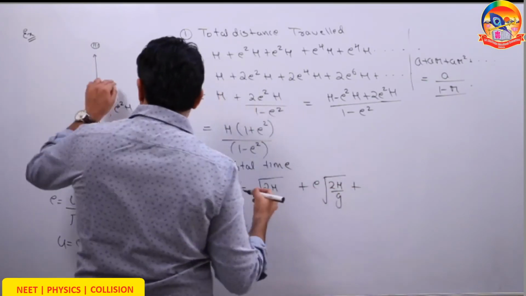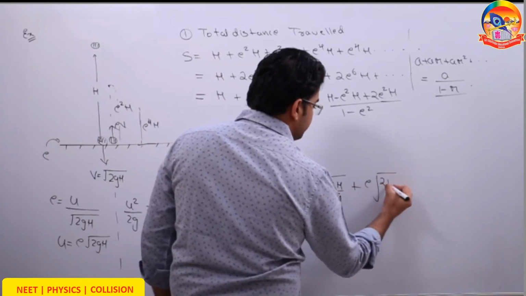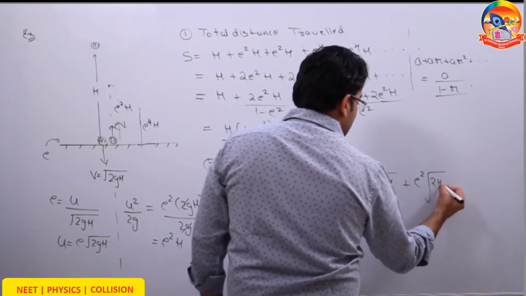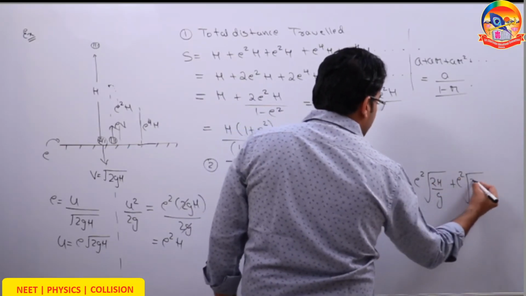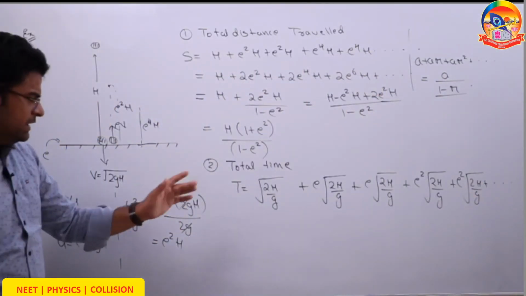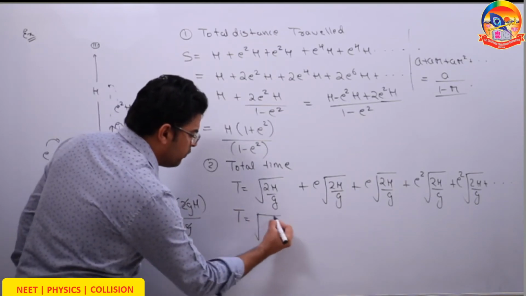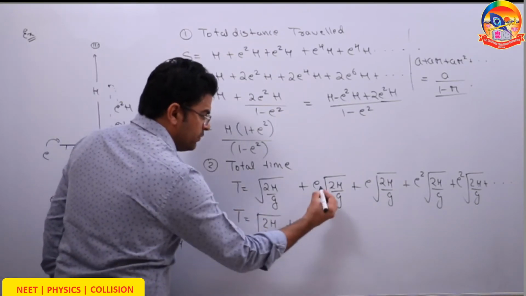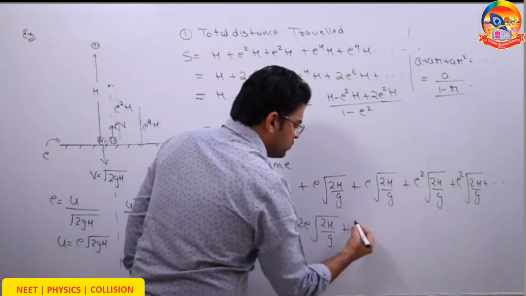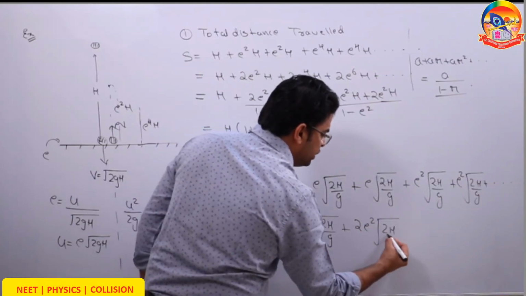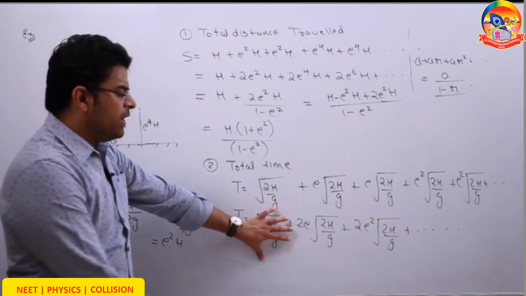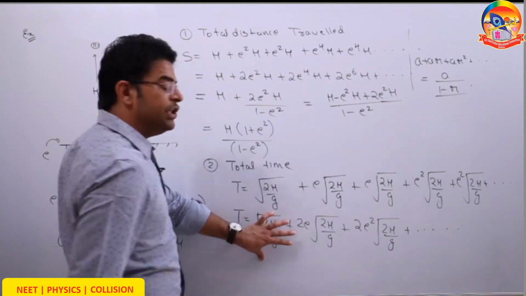Then the time taken to come back down is e times under root of 2h by g. Then the time taken to go back up is e square times under root of 2h by g, and then the time taken to come back down is e square times under root of 2h by g. And this process keeps on happening. So how do we find the sum of this series? You can think of time as under root of 2h by g plus 2e times under root of 2h by g plus 2e square times under root of 2h by g and so on. If I forget the first term, then from here onward I can see a GP of common ratio e.